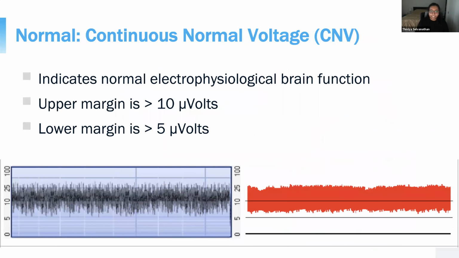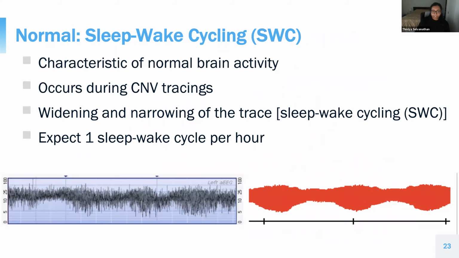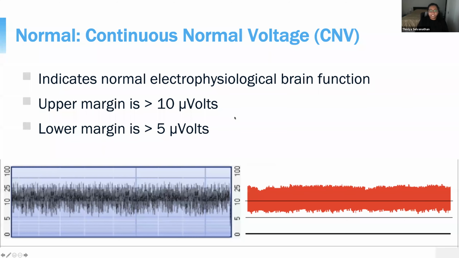So here's another example of a continuous normal voltage background tracing. This indicates normal electrophysiological brain function. And as you can see here from the diagrams, the upper margin of this thick bar is above 10 microvolts, and the lower margin of this bar is above 5 microvolts, and that's normal.